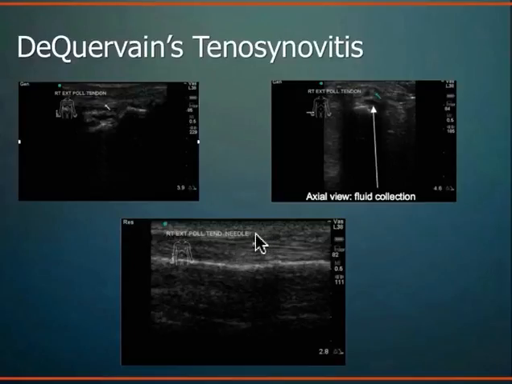You can see the tendon sheath, and then you can see your needle slip into that tendon sheath and see infiltration of the fluid around the tendon itself. Also nice to ensure that you're not actually in the tendon.